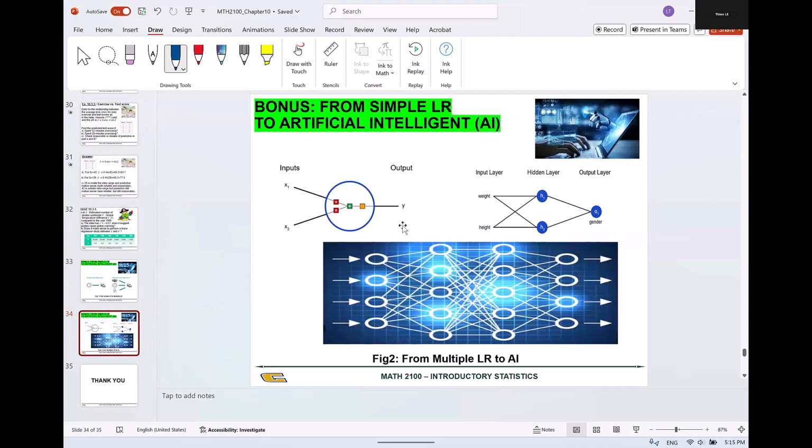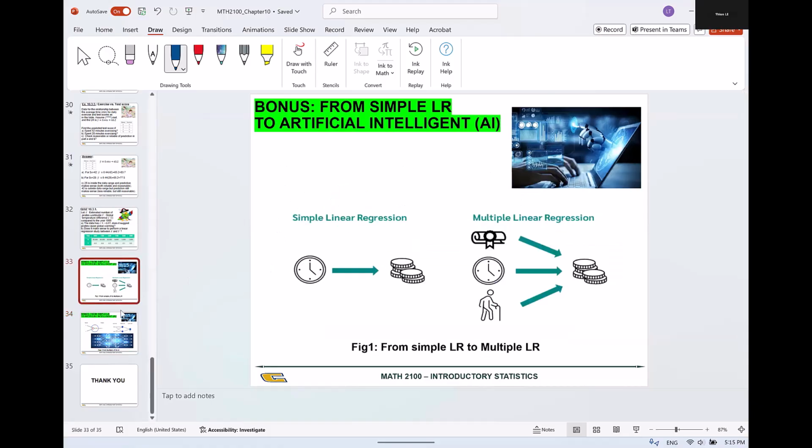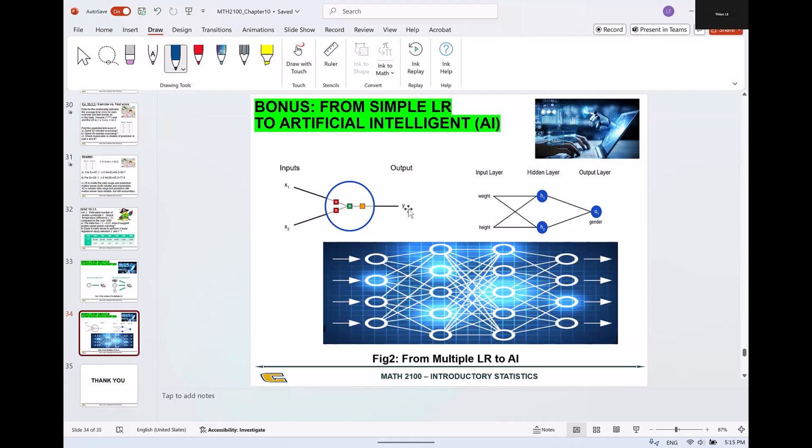And then eventually, with artificial intelligence, instead of using maybe two or three variables to predict the y output, in this case we try to use the weight and the height to predict the gender. Okay, so for example, your y is gender, male or female, and you use the weight and height to predict it. Say we can use multiple linear regression, right? So a times weight plus b times height plus c equals y.